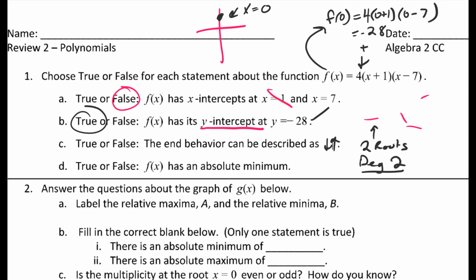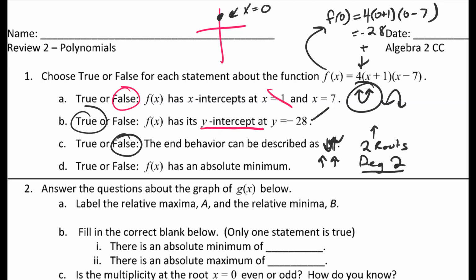I'm going to erase some of my work. And I noticed that it's an even degree. So if you think about just a regular quadratic, that's either going to look like this, where it goes up on both ends, or it's going to look like this, where it goes down on both ends. Since my leading coefficient is positive, it's going to open upward, so my end behavior is up on both sides. So I would say this one's false, because it should be up, up.